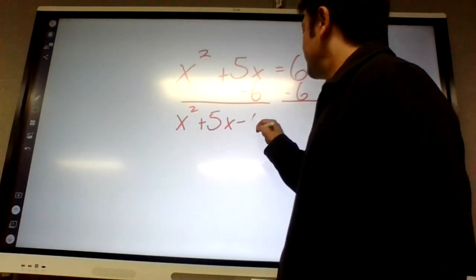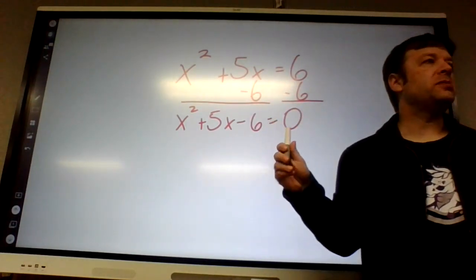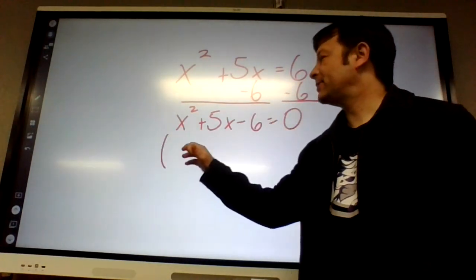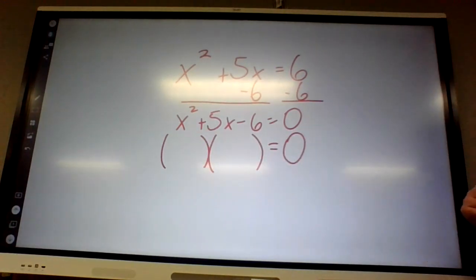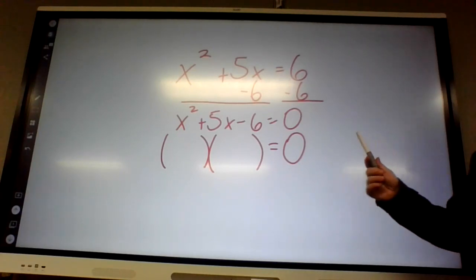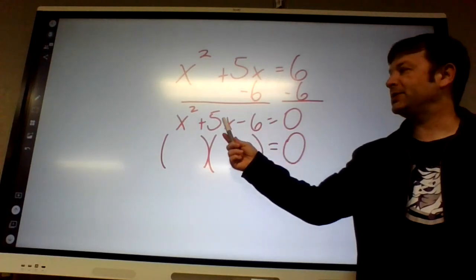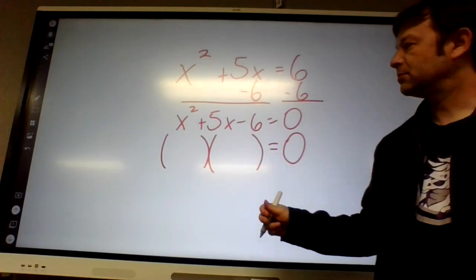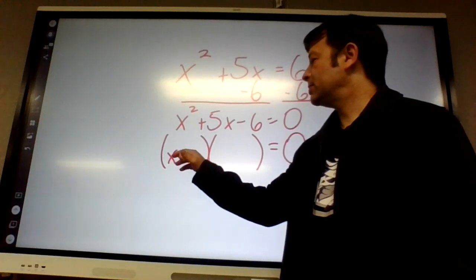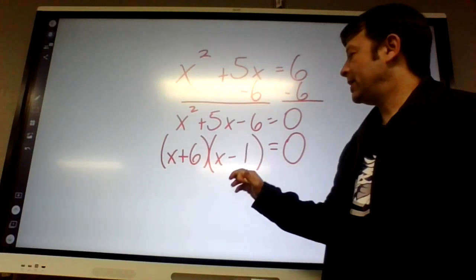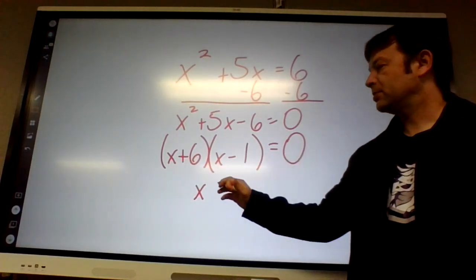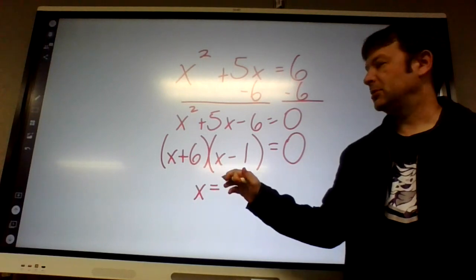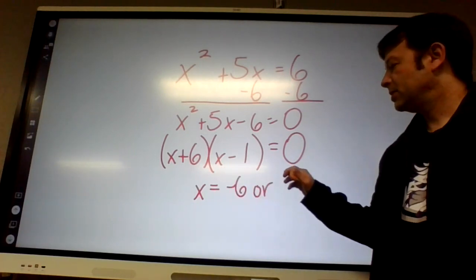I get that. And then you foil, or make it a... called factoring. The opposite of foiling. Foiling is multiplying it together. Factoring is breaking it apart. Shh, quiet. Okay, what multiplies into negative 6 that adds up to 5? Negative 1, 6 minus 1. And then we said what x values would make either of these factors equal 0? Negative 6 or 1. Okay, that's what we did yesterday.